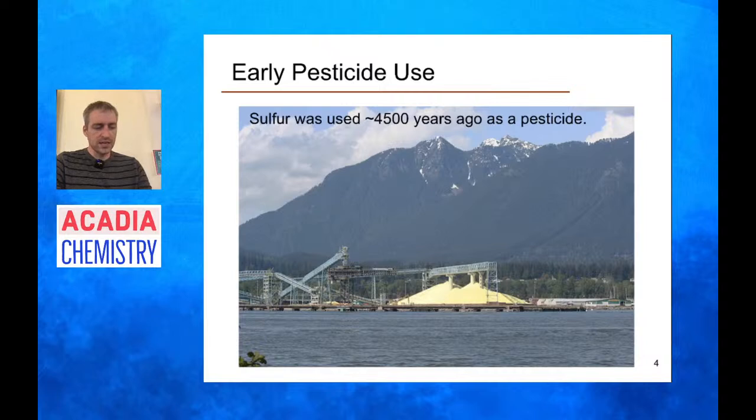So if we go way back in time, human beings have been using pesticides for a long, long time. We have evidence as long ago as 4,500 years ago. This was 2,500 BC, more or less, 2,400 BC, of people using sulfur, elemental sulfur.